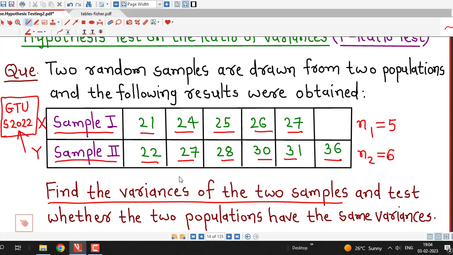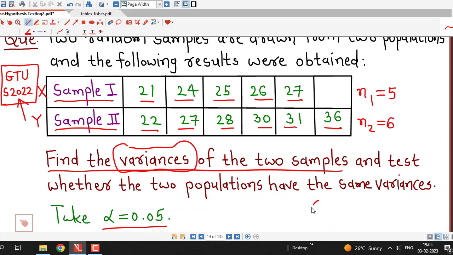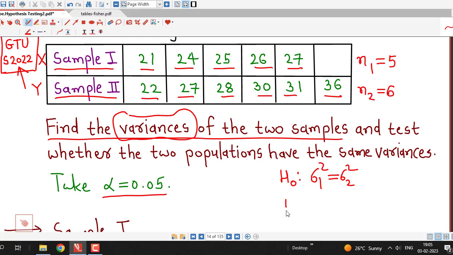Here we are not given sample variances, but we are given the observations of sample 1 and sample 2. So using this data for sample 1 and sample 2, first we have to find the sample variances, and using those sample variances we have to test the hypothesis that two population variances denoted by sigma 1 square and sigma 2 square are equal. So this is going to be our null hypothesis, and the alternative hypothesis is that they are not equal, that is two populations have unequal variances.